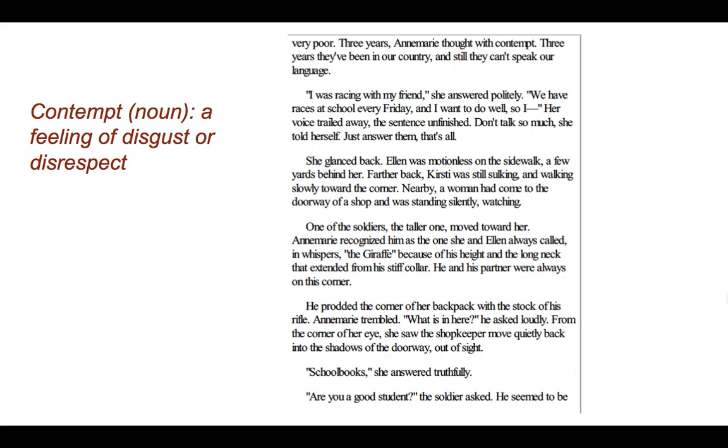When you think something with contempt, it's with a feeling of disgust or a feeling of disrespect.